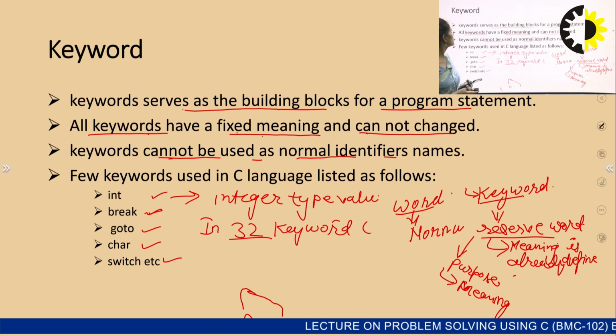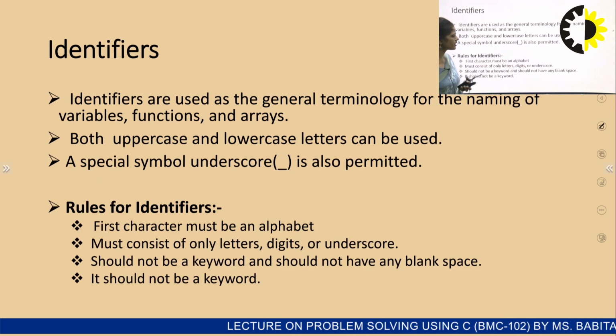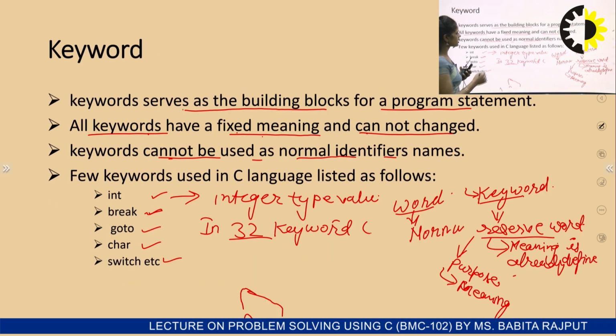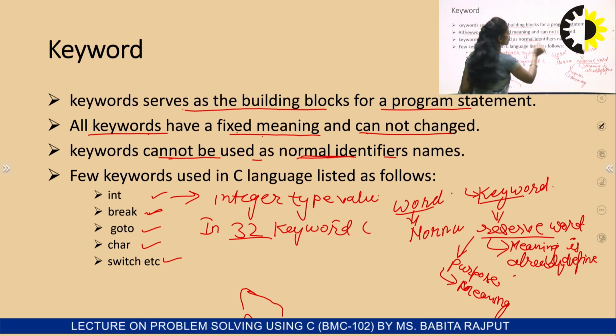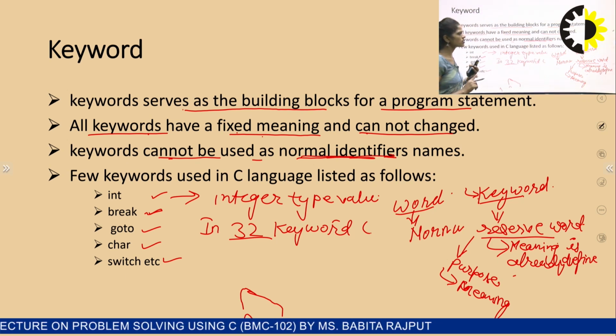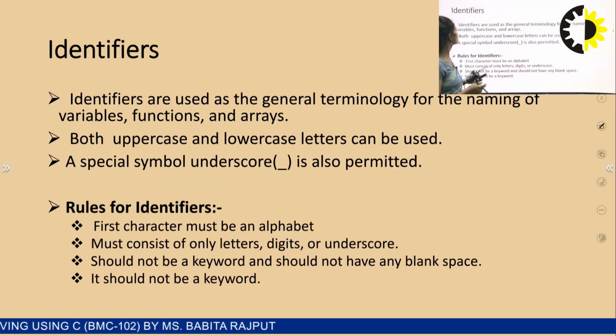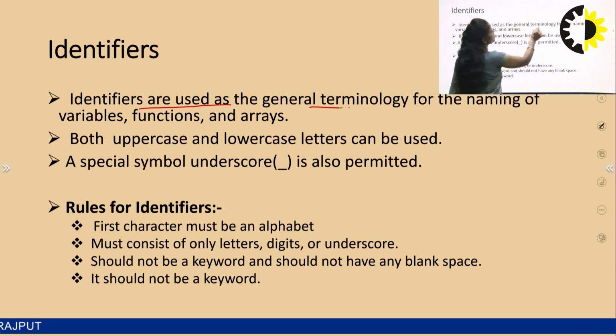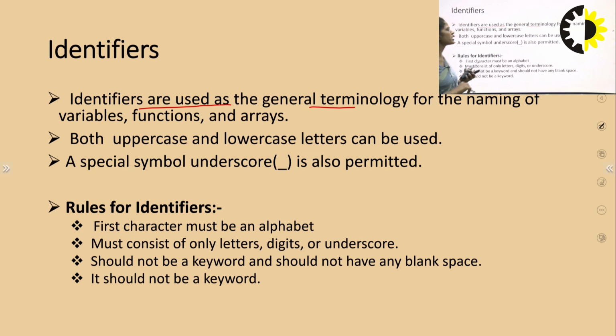So next we will talk about identifiers. In the previous slide we came to the normal identifiers. So the question is, what are identifiers? Basically we will come to know about identifiers. Identifiers are used as the general terminology for the naming of variables. So first of all we have to know about the variable. What is a variable?